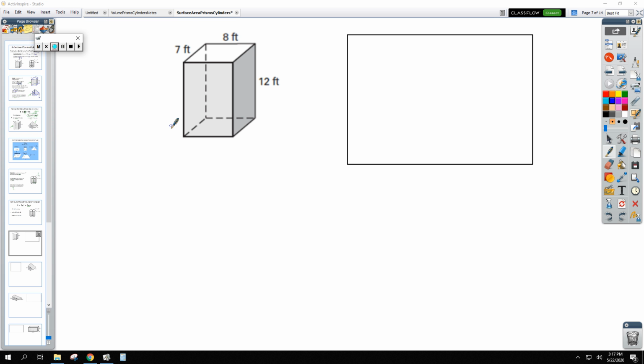So let's get into some examples. Let's start with prisms first. Bring up your surface area formula for a prism, and now we got to break this down.